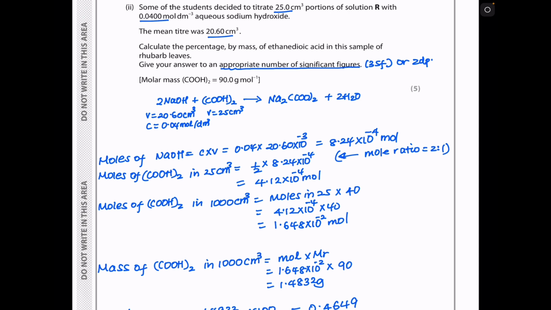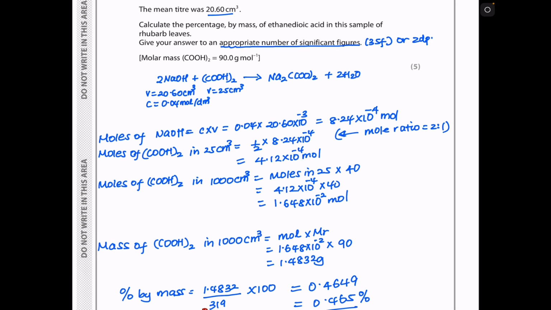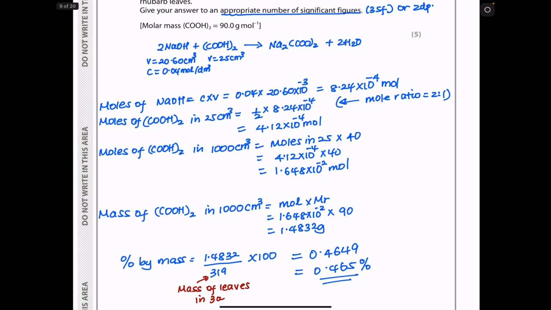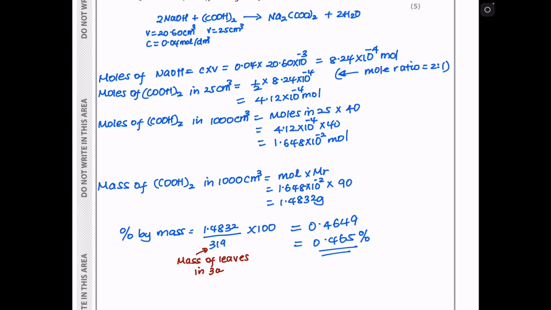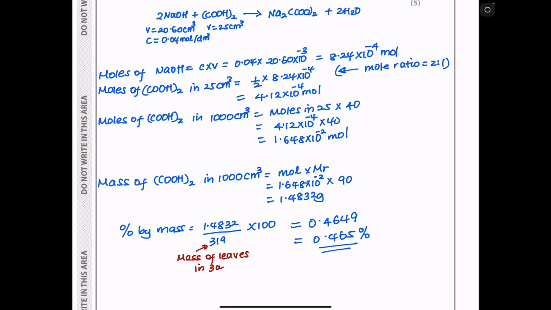However, if you look at the question, the sample was in 1,000, so the moles in 1,000 are going to be the moles in 25 times 40, because 25 times 40 gives us 1,000. So if I multiply this by 40, as we see here, I get 1.648 times 10 power negative 2 moles. Now the mass of ethanedioic acid is going to be the number of moles times the molar mass, which is 1.648 times 10 power negative 2 times 90, which is given to us here, the molar mass, and I get 1.4832 grams. So the percentage by mass should be the actual mass divided by the mass of the leaves, which was weighed, times 100, and this gave me 0.465% as my answer.